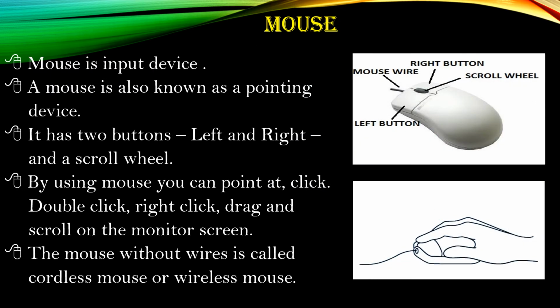Mouse. Mouse is an input device. A mouse is also known as a pointing device. It has two buttons, left and right, and a scroll wheel. By using the mouse, you can point at, click, double click, right click, drag and scroll on the monitor screen. The mouse without wire is called a cordless mouse or wireless mouse.